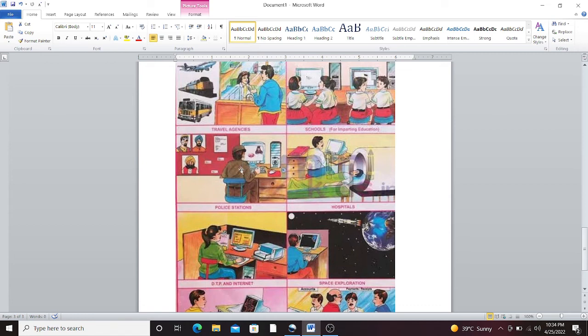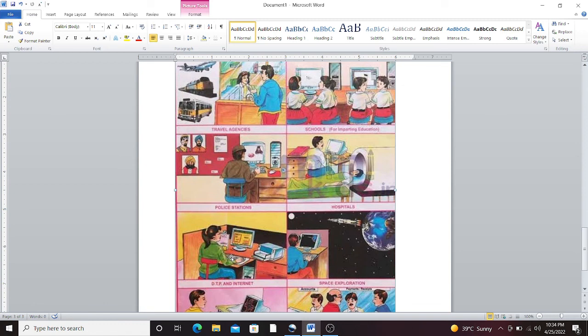People who do wrong activities, people who do wrong work, they can file their complaint here, they can lodge their complaint here in computer. Okay, next one is hospitals. Today only we talked about this, that in hospitals computers are used to keep records of patients, and computers are also used to diagnose diseases, that what kind of disease, what kind of problem a patient has.